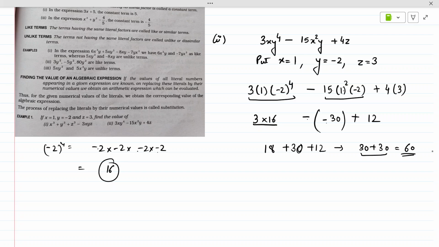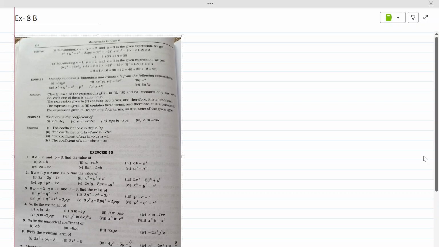Okay, so likewise you have to practice more questions on this. Another thing which we have here is the second question, which says identify the monomials, binomials and trinomials from the following expressions. So question number 2, example number 2 rather, first part is 3 minus 3xyz, and what we have to find is whether it is a monomial, binomial or trinomial.